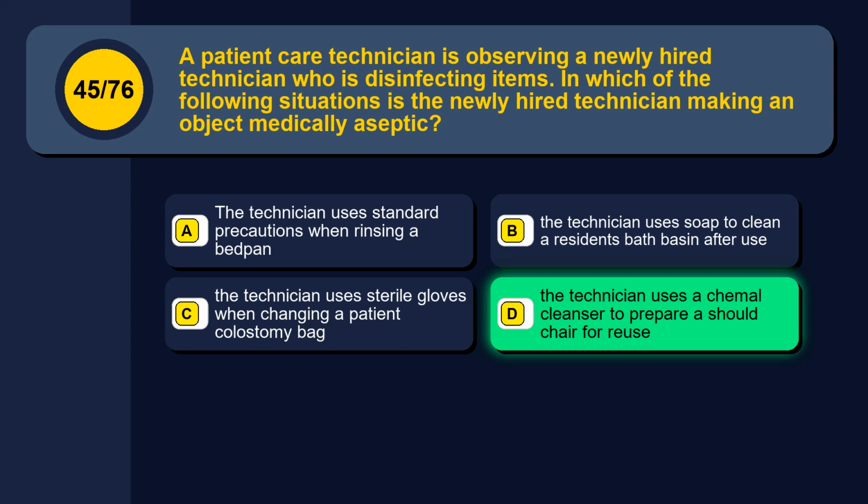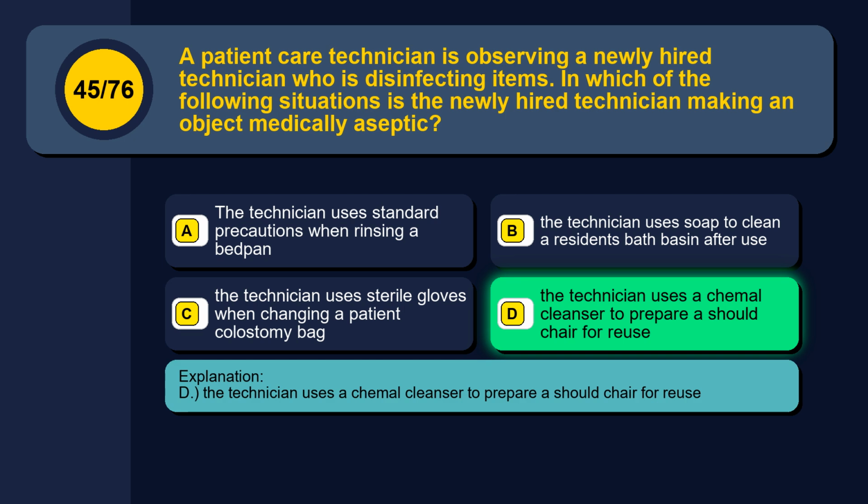The correct answer is option D, the technician uses a chemical cleanser to prepare a shower chair for reuse.